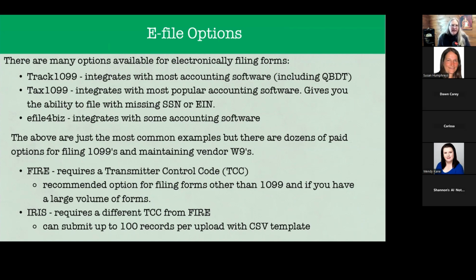And I know with Tax1099, it gives you the option to file with a missing social security number or EIN. You shouldn't file that way, but sometimes it's unavoidable. And so you do need to have a way that you can file if you are missing any of the information. Later, we're going to talk about how to make sure you do have everything ahead of time. There are free ways that you can file 1099s, and that is through FIRE, which requires a transmitter control code. And that's recommended if you have a large volume of forms, like thousands of 1099s. IRIS requires a different transmitter control code from FIRE, and you can submit up to 100 records per upload with a CSV template.